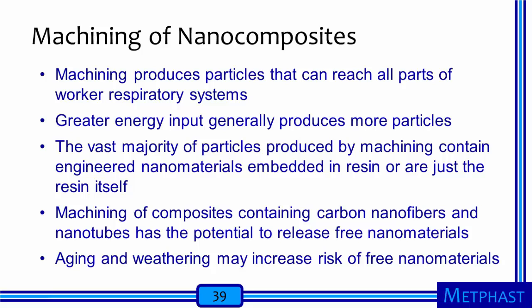The research suggests that most particles produced by machining of nanocomposites, the vast majority even, are either small pieces of the entire nanocomposite or just the resin itself without the engineered nanomaterial. However, the machining of nanocomposites made with carbon nanotubes or carbon nanofibers has the potential to release these nanomaterials with sufficient energy input. Aging and weathering are likely to increase the risk of the release of individual nanomaterials from nanocomposites.